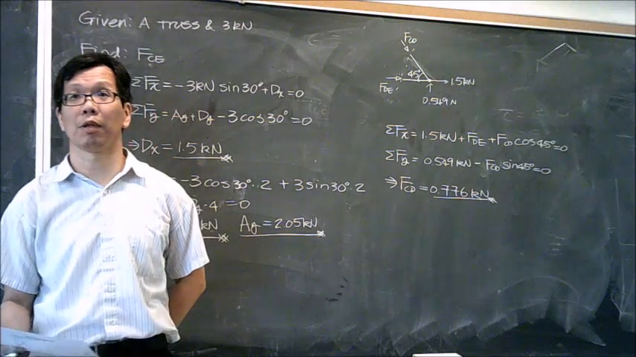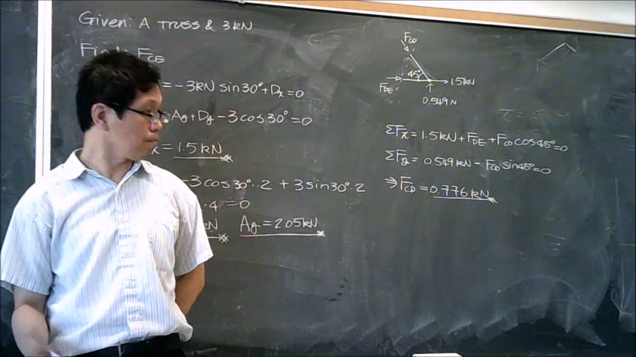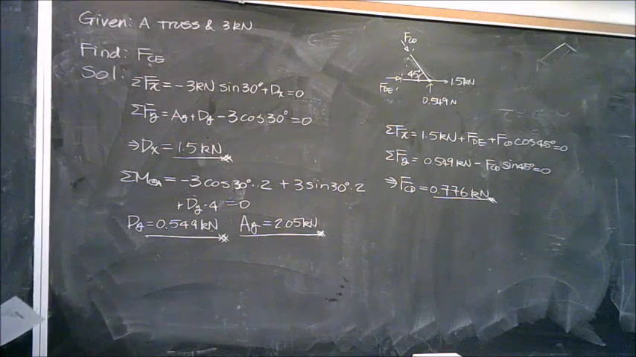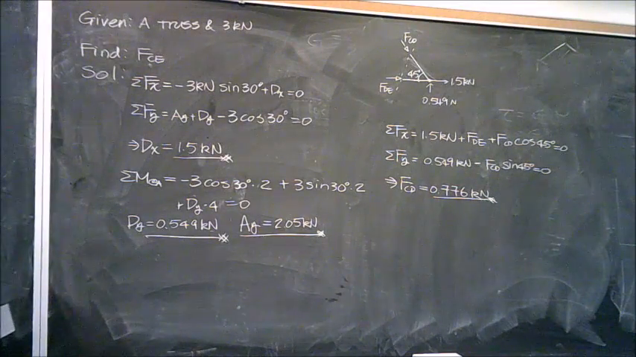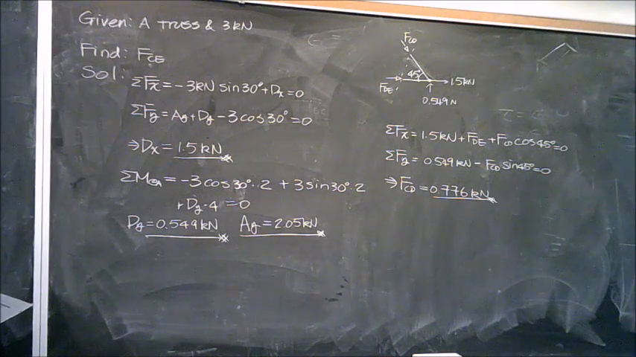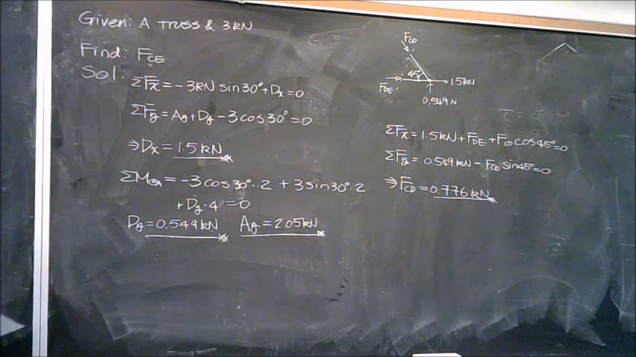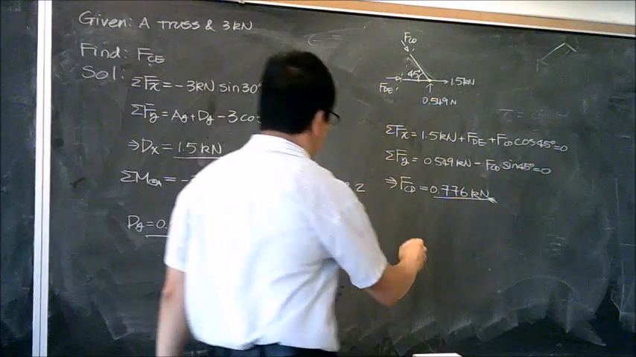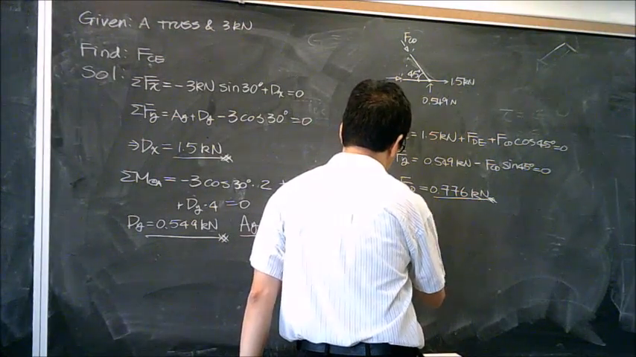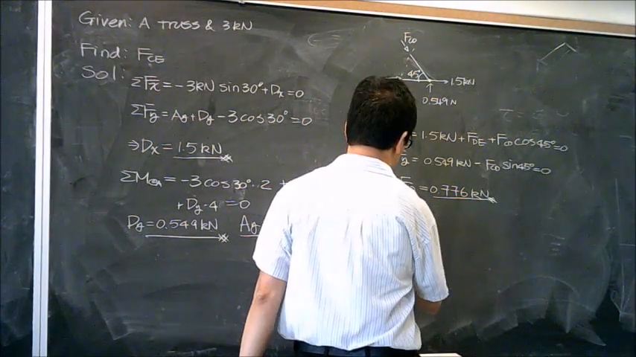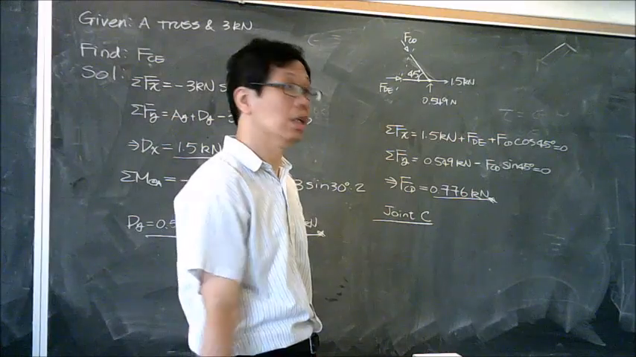Does that make sense to everybody so far? Yeah. What am I interested in? I'm interested in this thing. So it doesn't matter how I cut it. It's going to be a little bit tedious. And if you try to cut over here, it's going to have 3 unknowns. But at this moment, we already know FCD. So you can say I want to use joint C. That's something I asked you guys to do, right?